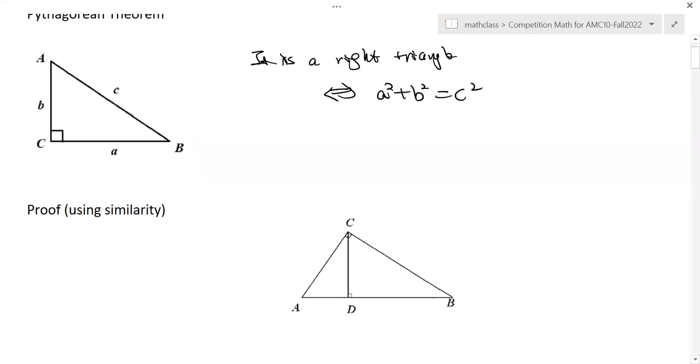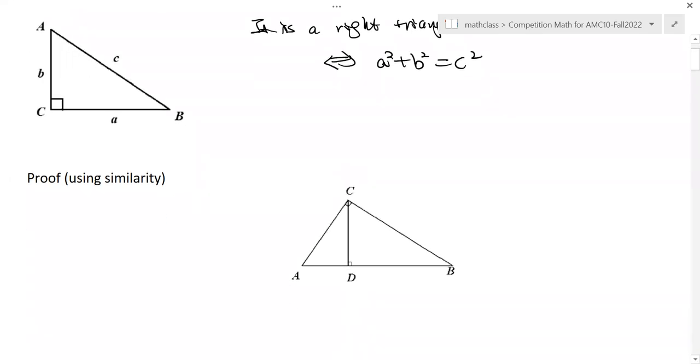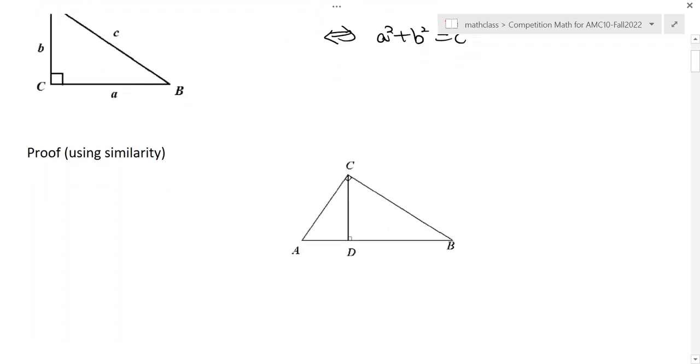Okay. Now, there are several proofs of the Pythagorean theorem, and you should know at least one of the proofs, okay? At least you should know one of the proofs. And so here I want to present a proof using similarity of triangles, okay?